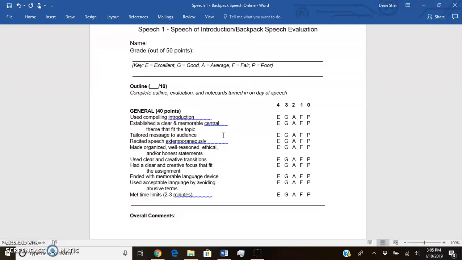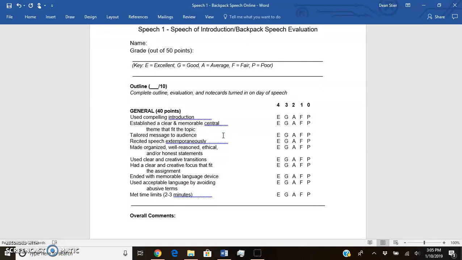Also, make sure you have a clear creative focus that fits the assignment. So basically, this is just following the guidelines for the assignment and not steering off for some reason. Maybe I've never had this happen before, but when it says the focus that fits the assignment, all of a sudden you go off on a tangent about some political issue that is not relevant to the actual assignment itself. So just make sure the focus is on you. Then we have ending with a memorable language device, so just ending in a strong way. And then we have using acceptable language by avoiding abusive terms. Again, hopefully that's an easy category for us.